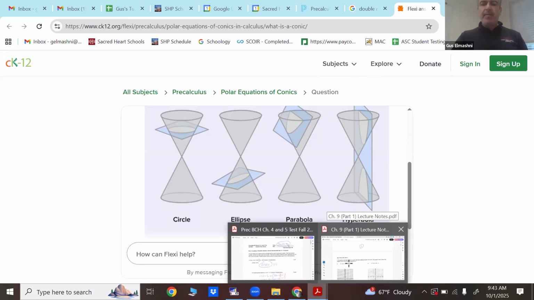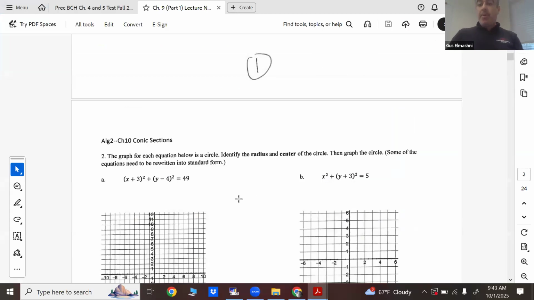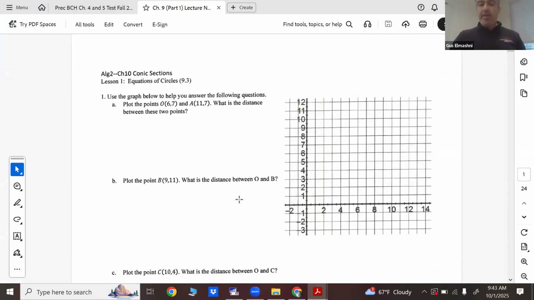So there's a lot of algebra we're going to do here. We'll talk about circles today and parabolas. Circles you should be very comfortable with, and it's actually pretty easy. So let's do stuff that you should be comfortable with.